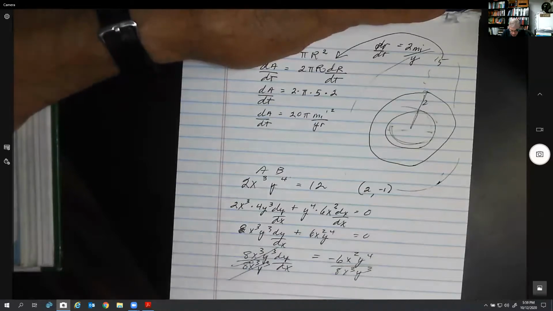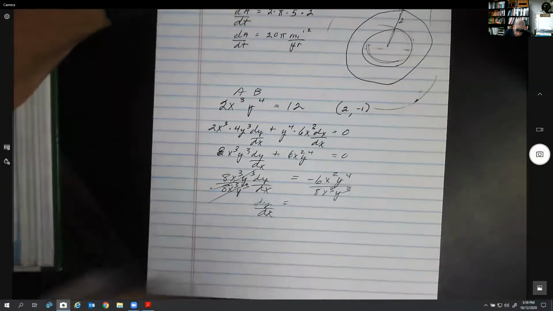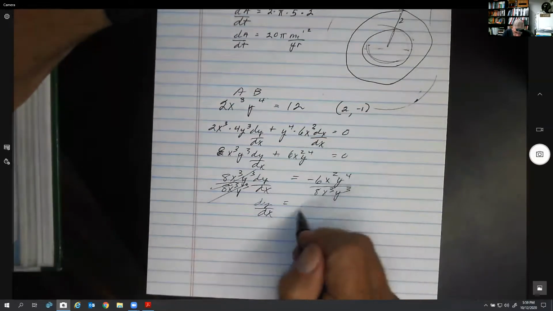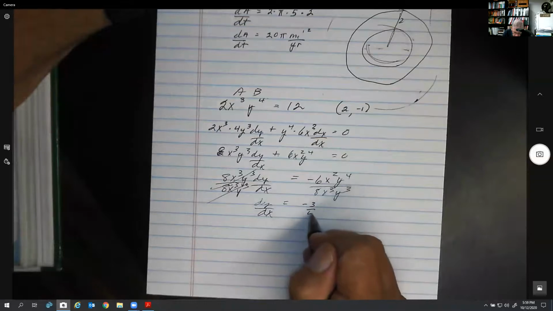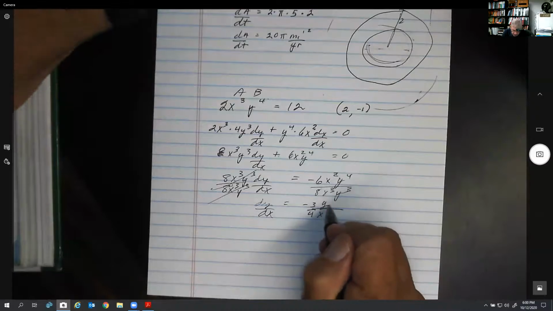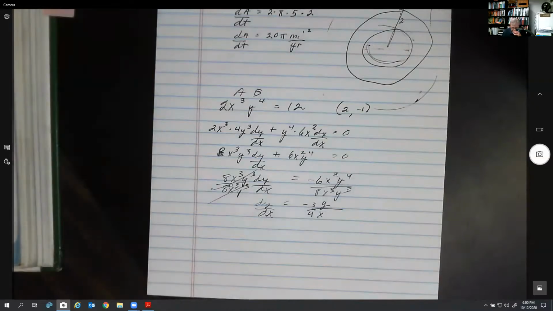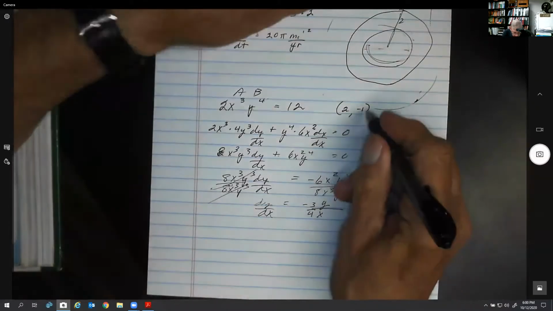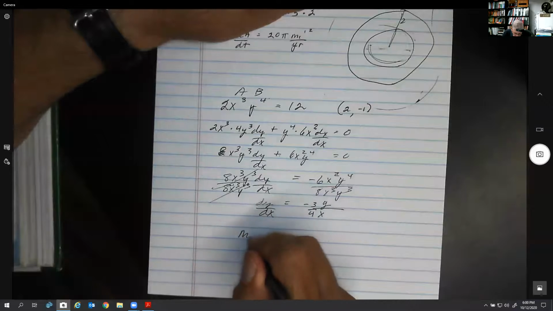Okay, so those cancel. Now, what we want to do is reduce this a little bit. 2 into 6 is 3, so that'll be a negative 3/4. 2 from 3 is 1, and x on the bottom. 4 from 3, y on the top. It's easier to reduce it. Now we want to find out what's the slope at that point?